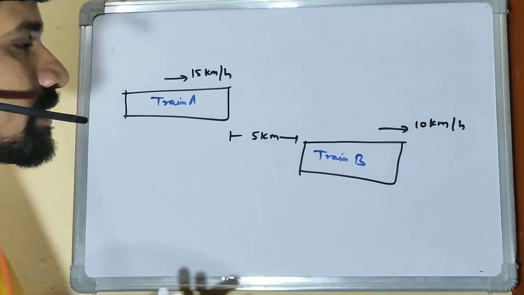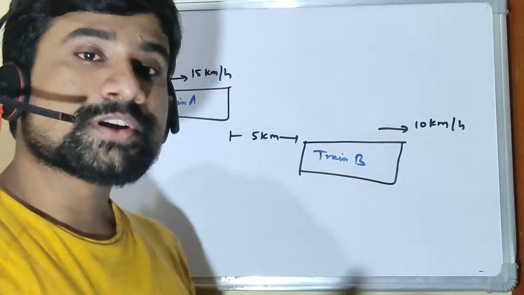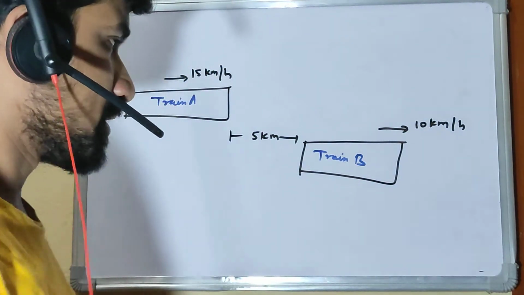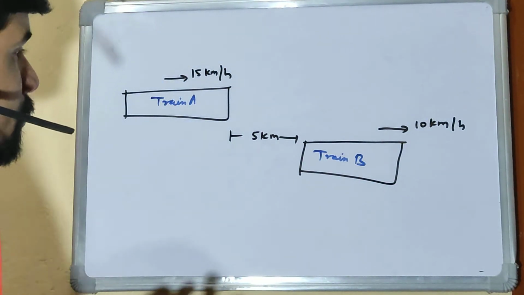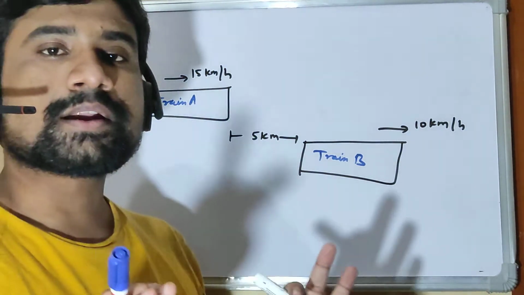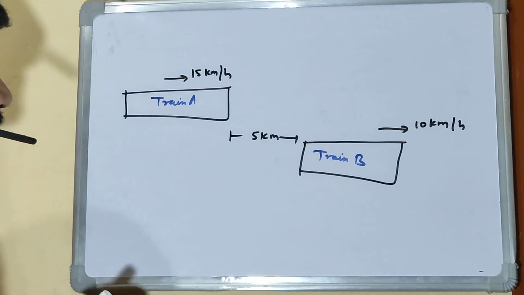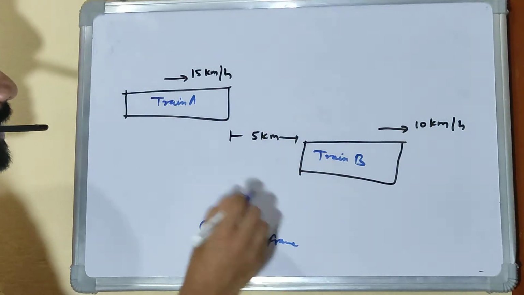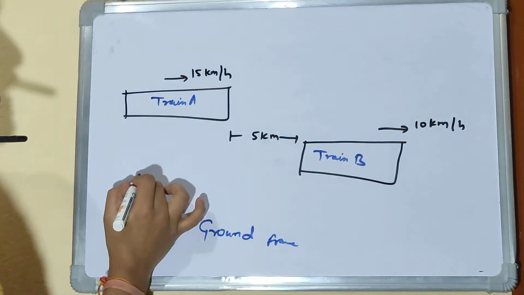Let's understand how we can find the relative velocity of one with respect to the other when two bodies are moving in the same direction. I told you that this 15 kilometer per hour speed is in the ground frame. So this is, let's say, the ground frame, and the velocity of train A with respect to ground is 15.